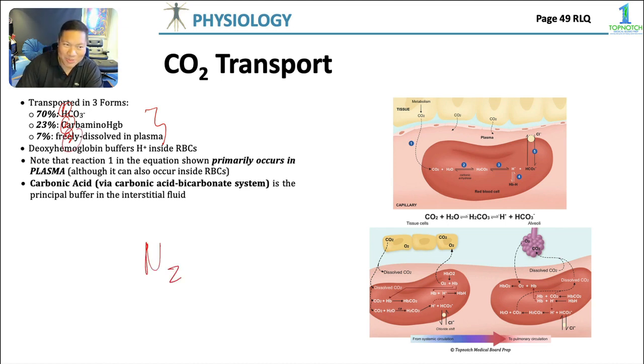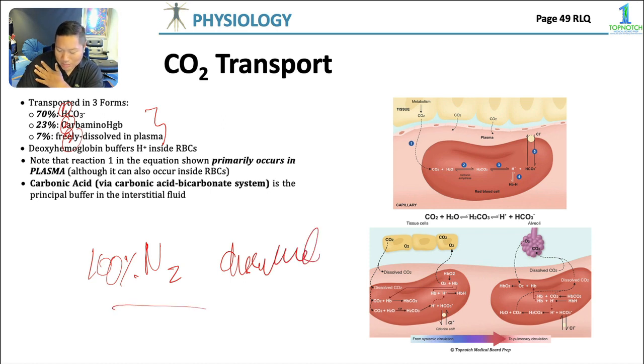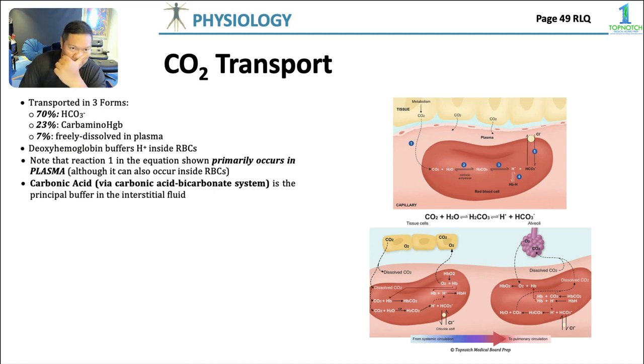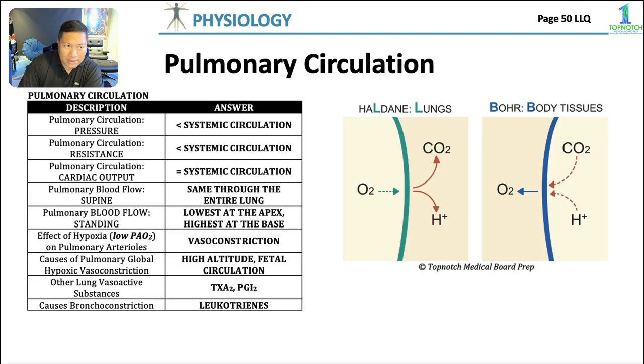How is it transported in the blood? Nitrogen is unique because it's not chemically converted into anything in the blood. It's also not bound to hemoglobin. 100% of your nitrogen will be dissolved in the blood. And in the board exams, yung nitrogen na yan is relevant only in the context of Caisson disease or decompression sickness, which we'll discuss in your last module.